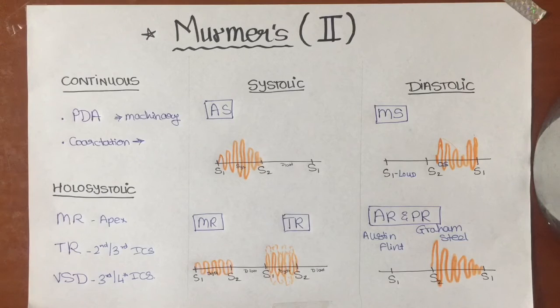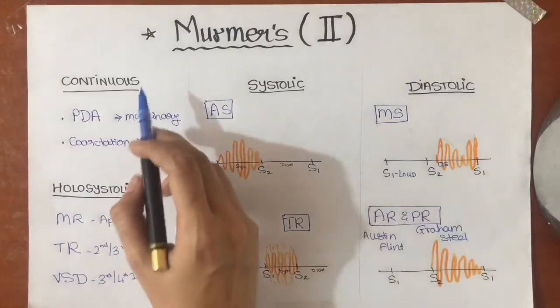You all can check that out. So today we'll be seeing the different conditions, how the murmurs are seen, and here I have summarized it in a single page so that it is easier for you to revise. So let's get started. Coming first to the continuous type of murmurs.